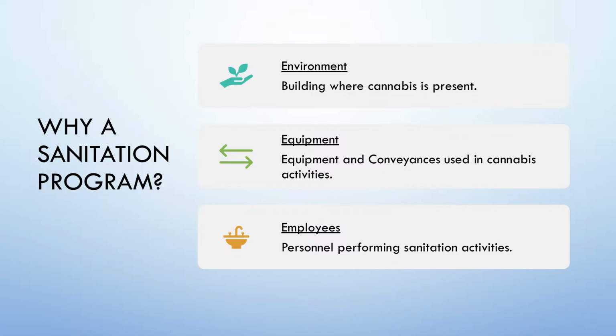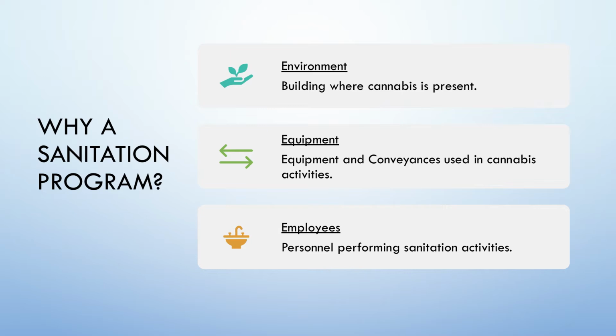Let's first examine why we must create a sanitation program. There are three main sources of contamination that you must take into account in your sanitation program. I call them the 3 E's: environment, equipment, and employees. These are outlined in Section 87 of the regulations, where Health Canada requires that cannabis be produced in a healthy and clean environment with the use of clean equipment and by healthy and clean personnel.